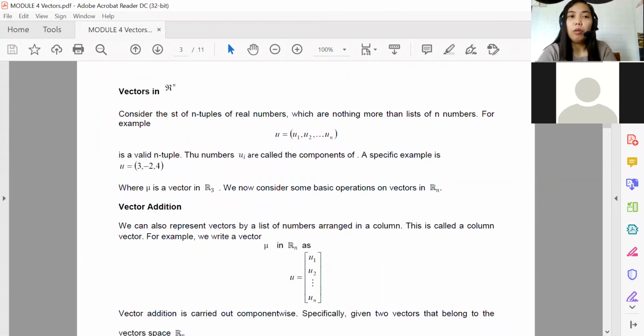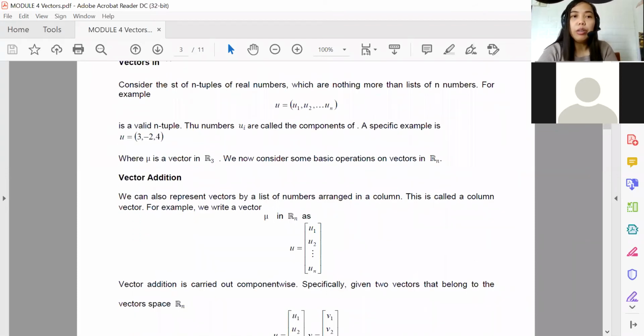So the numbers u sub i are called the components of u. A specific example: if we have vector u, the elements of vector u are 3, -2, and 4. So u is a vector in R3 because the elements are all real numbers and we have 3 elements. So we now consider some basic operations on vectors in Rn.